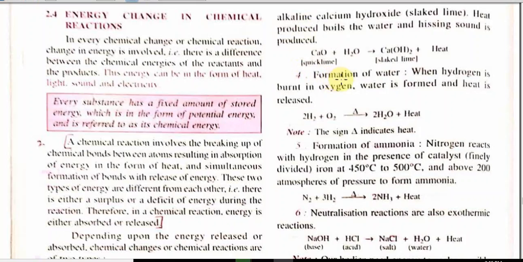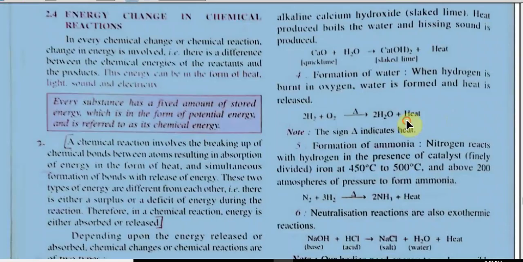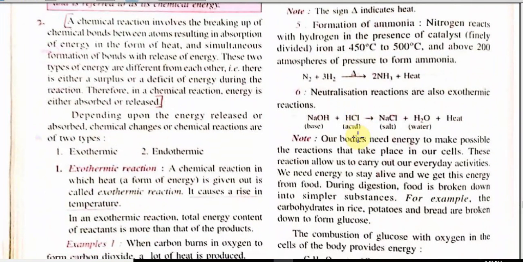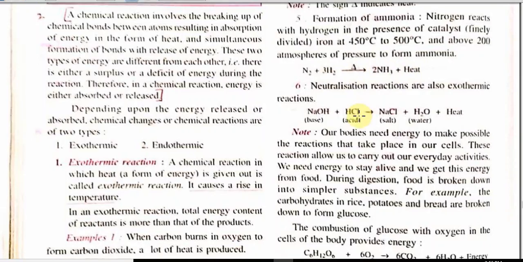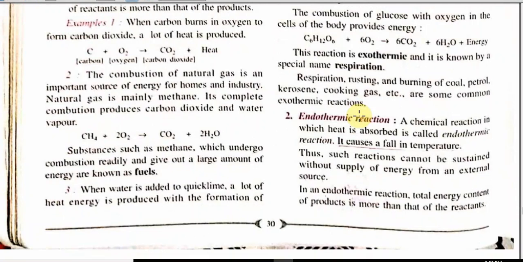Now check another example, formation of water from hydrogen and oxygen. You can see the energy change is also shown here. Now sometimes you can also see a delta sign which indicates heat. In the formation of ammonia, you can see this is delta, this is heat. So these are all exothermic reactions. Another type of reaction is endothermic reaction. We can also check these endothermic and exothermic reactions.